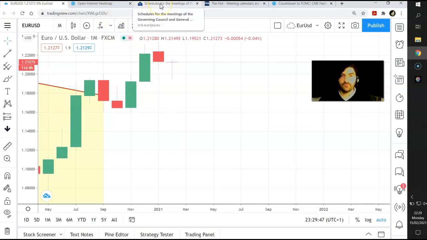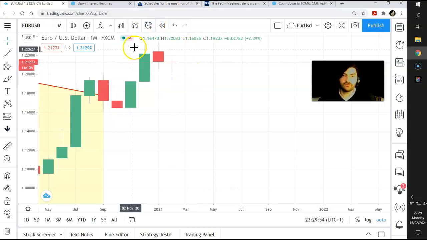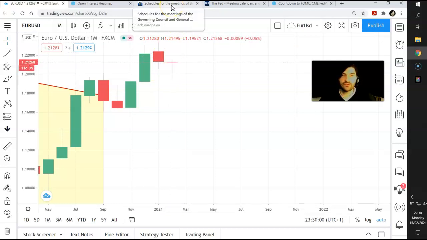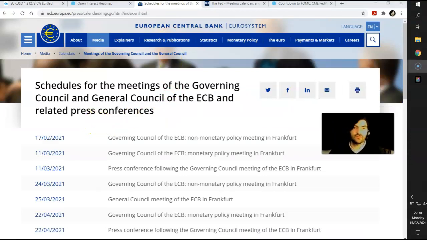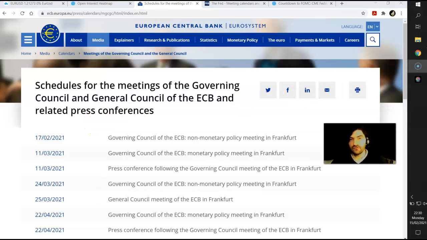Now, there are some events, so let's talk about what's coming up to give us a bit of hope. If we can't find hope in technicals, there isn't much there to look at in terms of direction. We might want to look at fundamentals a bit going forward, and we've got a few things happening both on the Euro side and on the Fed side.